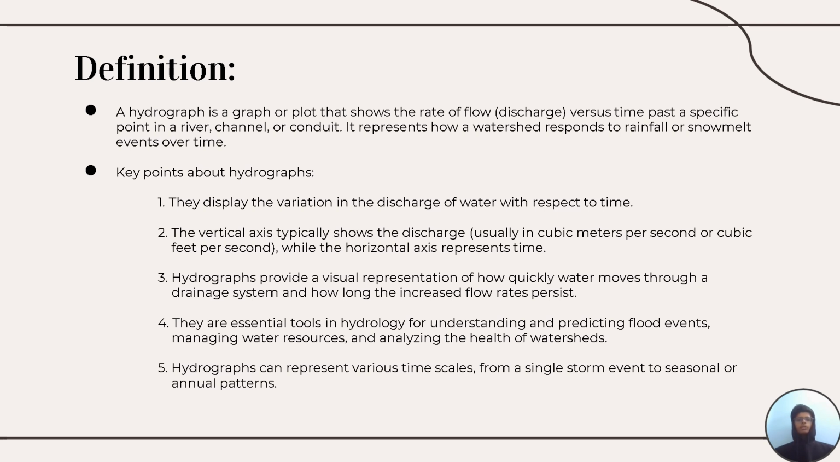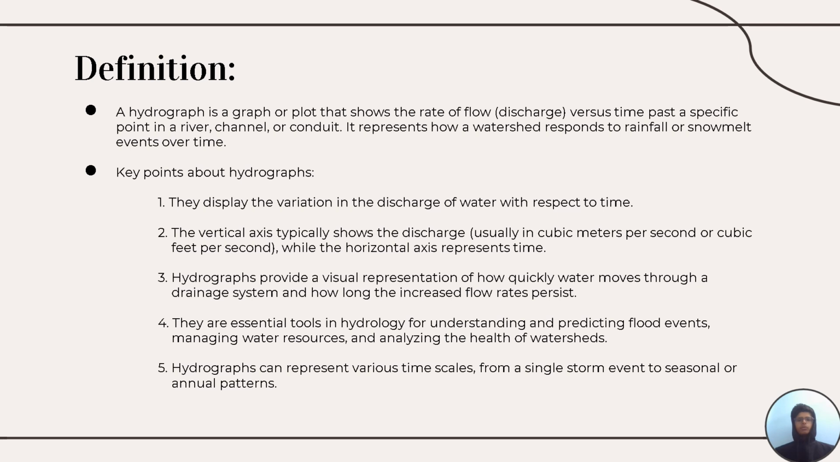So there are some key points about hydrographs. So let us go through it. They display the variations in the discharge of water with respect to time. The vertical axis typically shows the discharge, usually in cubic meters per second or cubic feet per second, while the horizontal axis represents the time.